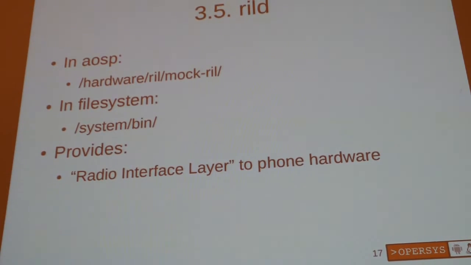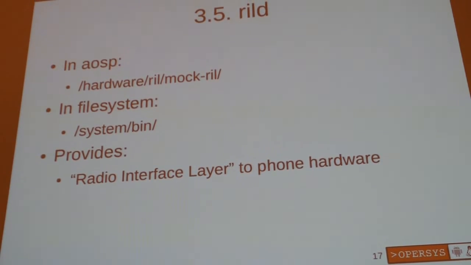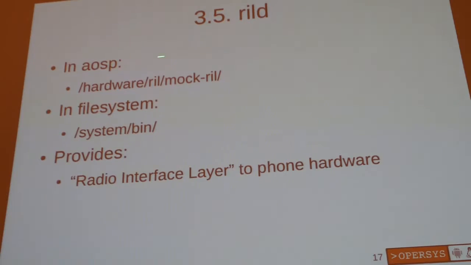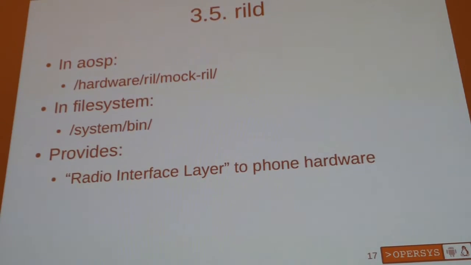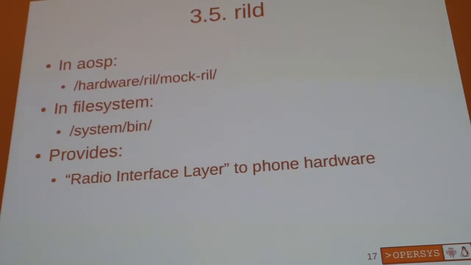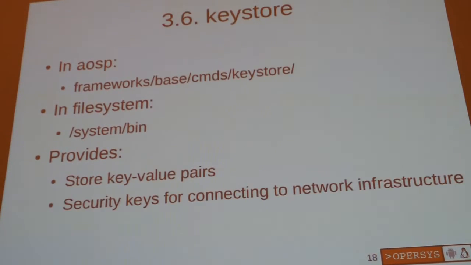rild takes care of the radio, talking to the baseband processor, and there's actually a command that talks to this. I think it's radiooptions. That's the command that actually talks to this. So again, same kind of configuration where you have a Java service talking to this, which is actually talking to something else. There's also the keystore.